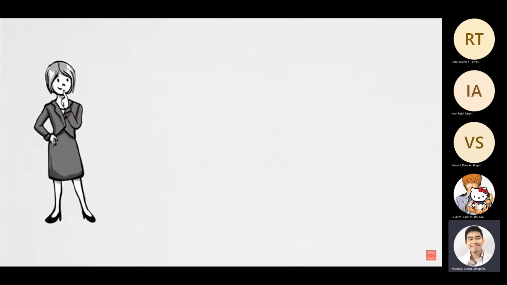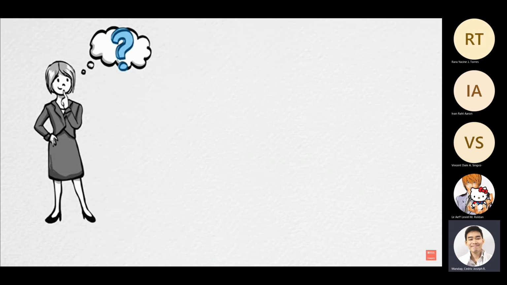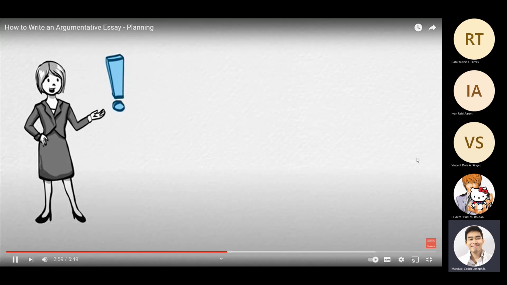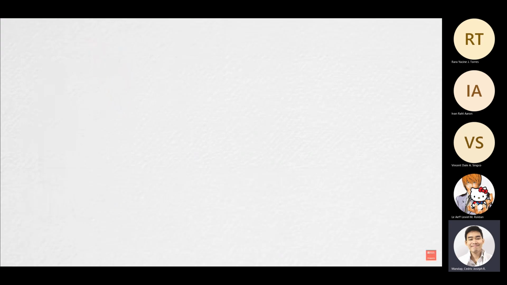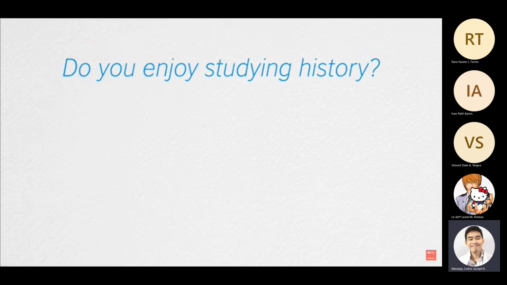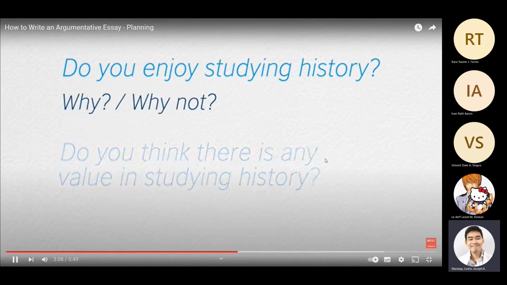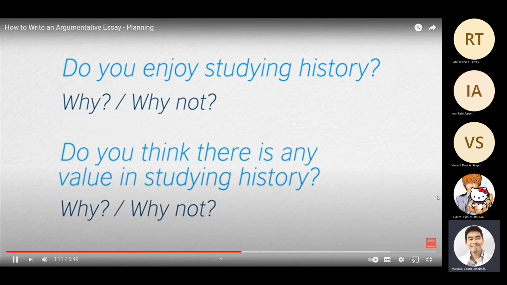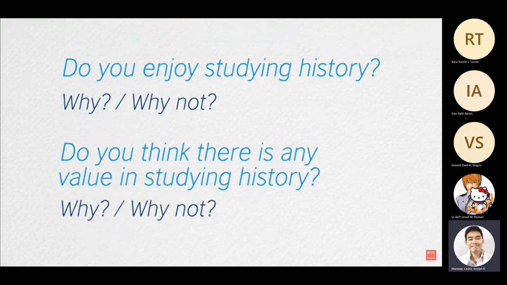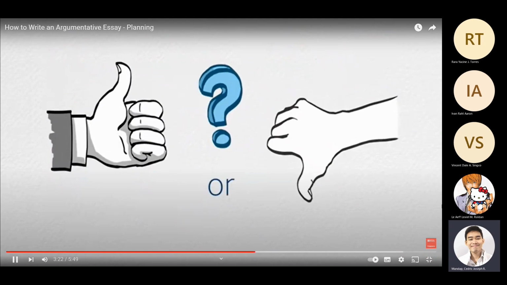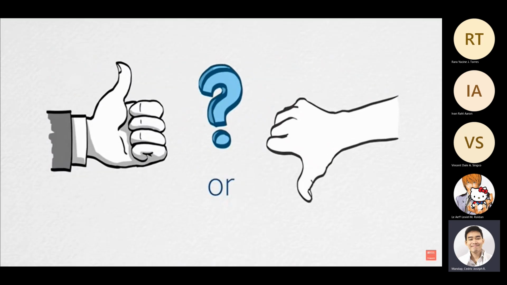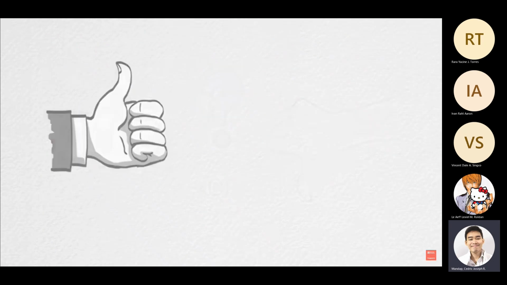Next, consider what the main points you want to make are. Decide on your opinion or stand about the question. First, you need to ask yourself these questions and note down your answers. Do you enjoy studying history? Why or why not? Do you think that there is any value in studying it? Why not? This is the basis for your brainstorm. Next, consider the main points you want to make. Decide your opinion about the question. Is studying history a good or bad thing? To answer this essay question, we have decided that it is a good thing.